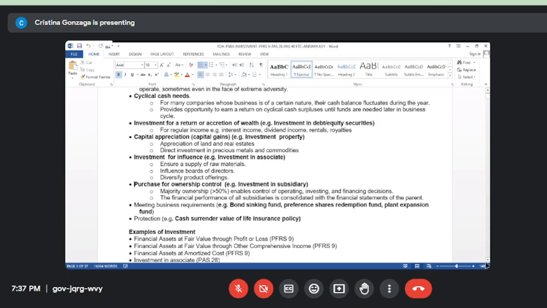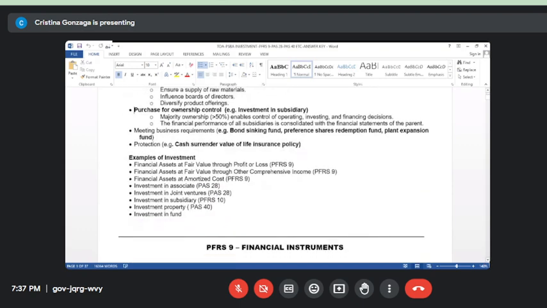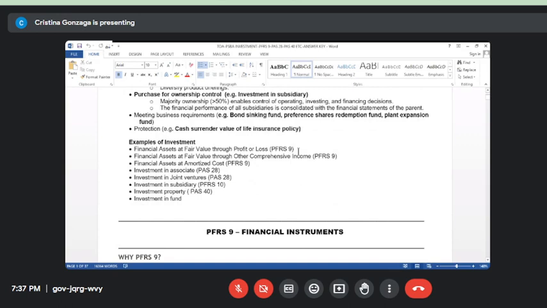So that in the event that you cancel the insurance policy, you can claim the cash surrender value of the life insurance policy. While it is not yet claimed, it is an investment. Okay? So, examples of investments: financial asset at fair value through P&L under PFRS 9. You may have financial asset at fair value through other comprehensive income. Again, we discussed that in PFRS 9. Financial assets at amortized cost, PFRS 9 pa rin.